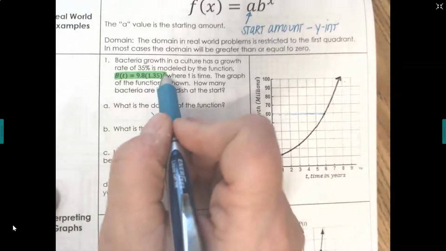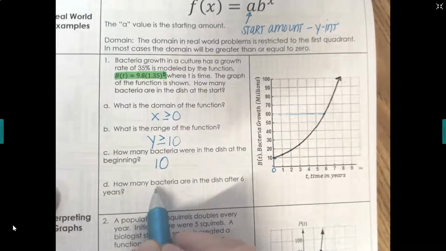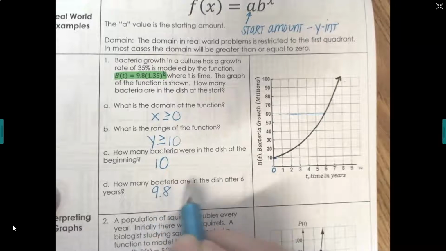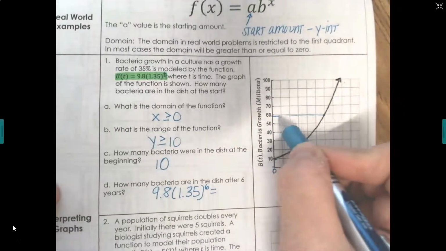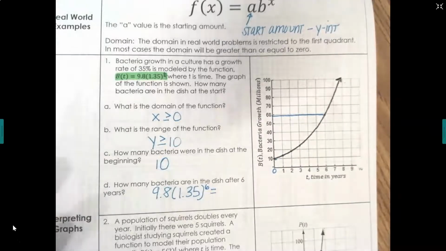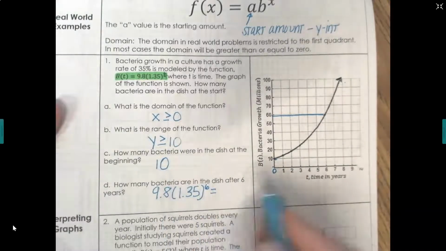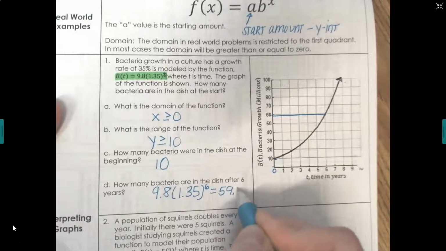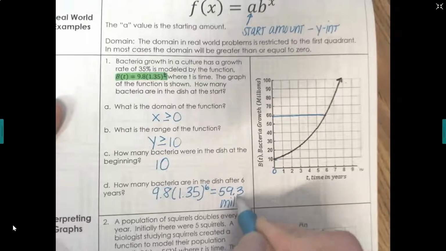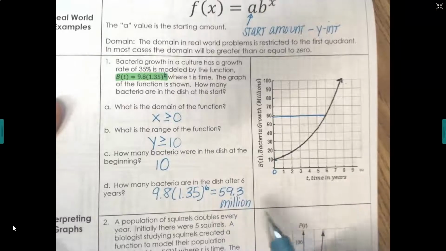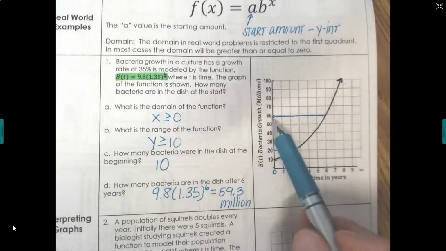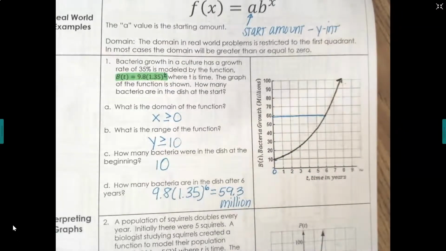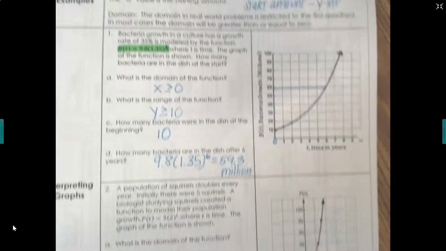So here's what I'm going to do. I'm going to take that equation. This t is your time value. So 9.8 times 1.35, and I'm going to put a 6 as the exponent. I can look on the graph and see it's about 60 million. But let's take a look. When you put that in, I got 59.3 million. So after 6 years, there were 59.3 million bacteria in that dish. Okay, and you can see the line is just below the 60 there. So that makes sense. All right, let's try it again.